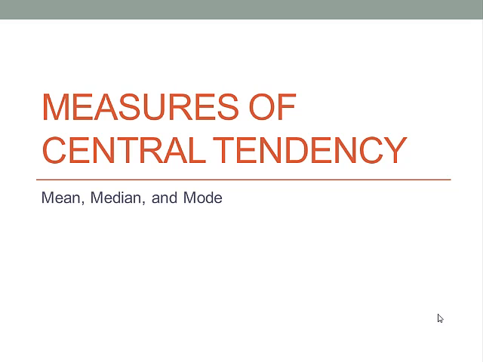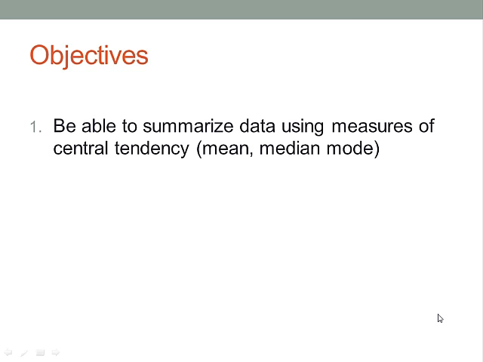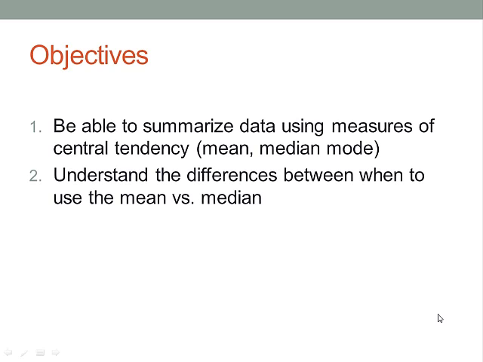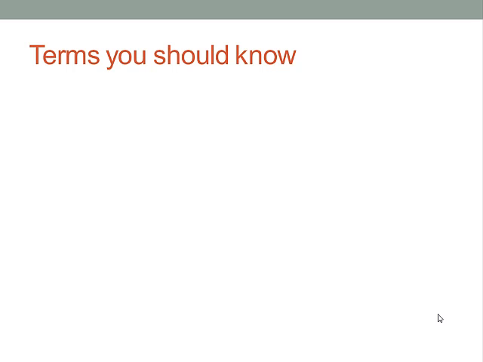In this lesson, we're going to look at measures of central tendency. We usually think of these as being the mean, the median, and the mode. So our objectives here in this lesson: to be able to summarize data using these measures, to understand the difference between and when to use the mean versus the median, and to be able to use the TI-84 as well as other software to find these.